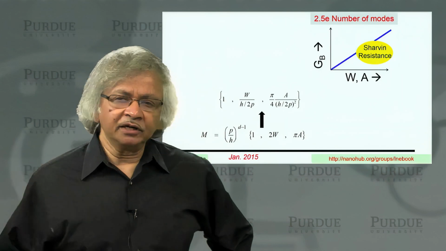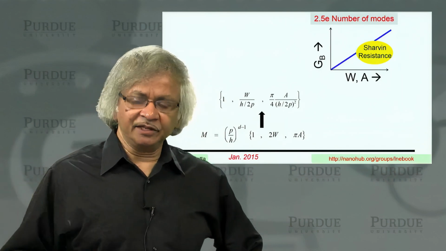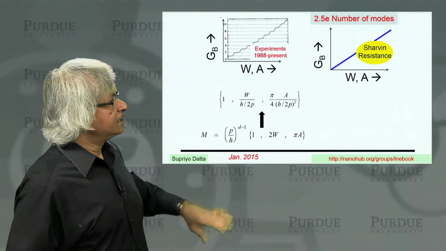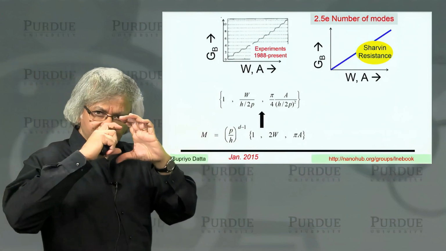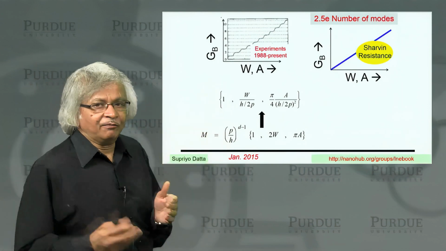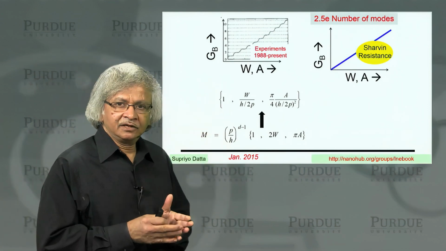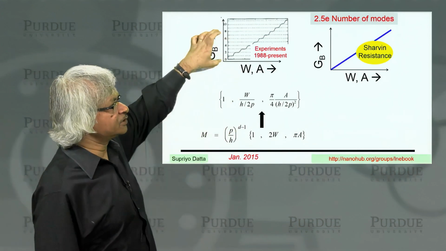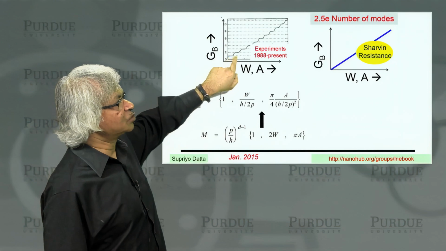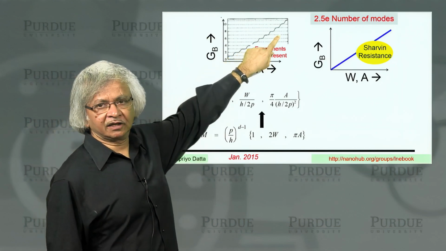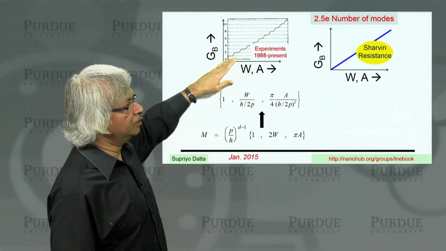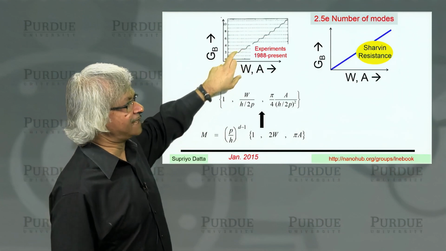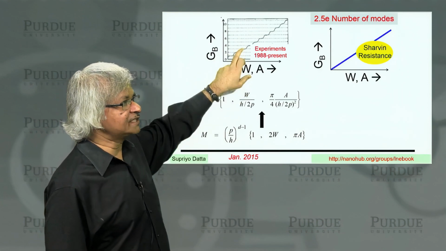But the very important development that came some 20 years later was that in devices with small cross-section, where the number of modes was relatively small, not thousands, but more like tens and twenties, that's where people saw this very nice quantization of the ballistic conductance. That rather than go linearly, it actually went in steps. Now, how do you understand this?